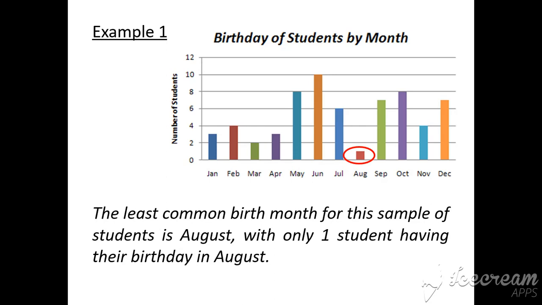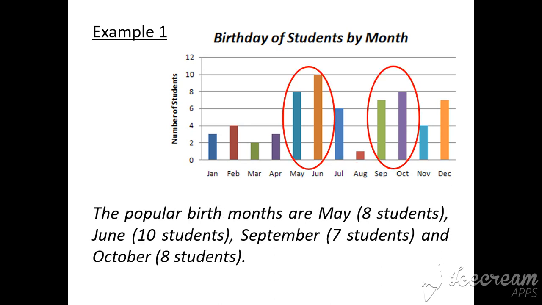Now see if you can spot other patterns. There might be a trend of some kind. But I'm going to talk about other popular months that occur in this, and I'm going to say something like this. The popular birth months are May, and again, be detailed, don't just say May: May with 8 students, June with 10 students, September with 7 students, and October with 8 students.